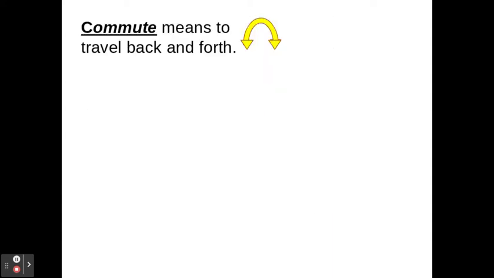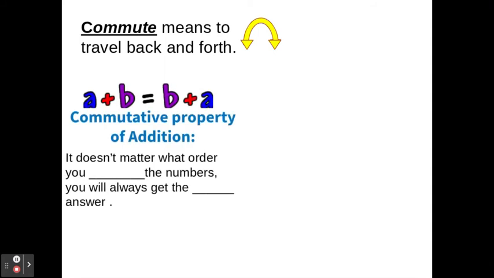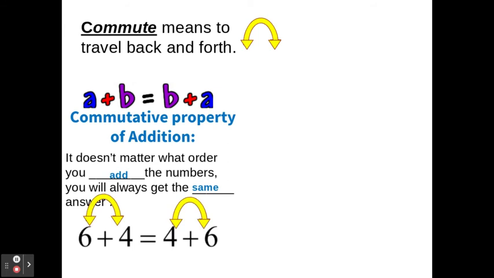Okay, that brings us to commutative property. To commute, it just means to travel back and forth. Like you commute back and forth, between home and school every day. So the commutative property for addition just states that it doesn't matter what order you add the numbers, you'll always get the same answer. So if you add 6 plus 4, it will be the same answer as 4 plus 6. You can commute the numbers. You can move the numbers back and forth, and the answer will remain the same.